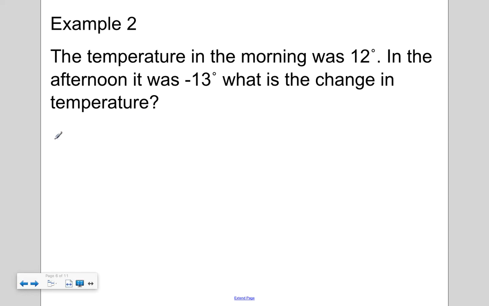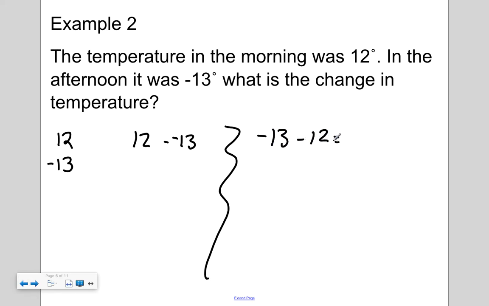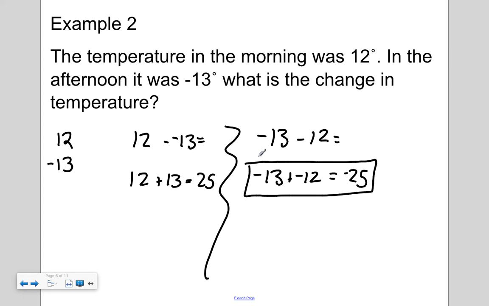Again, we can see that we're dealing with 12 degrees and negative 13. Those are our two integers, and we're looking for a change in temperature. I know it's going to be cold, so my answer better be negative because the temperature is going down. It's getting colder outside. There are two options I can use here: 12 minus negative 13 or negative 13 minus 12. If I rewrite these as addition problems, I see 12 plus 13 and negative 13 plus negative 12. Here I have positive 25, and here I have negative 25. I'm going to use this version because it shows me that it's getting colder in the afternoon, since we're showing a change of negative 25 degrees.